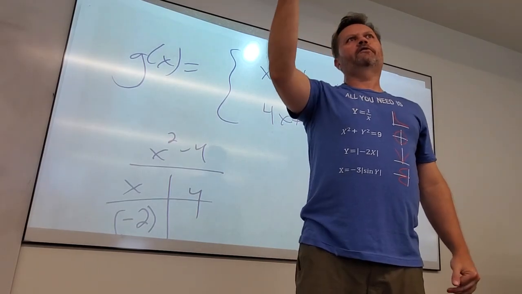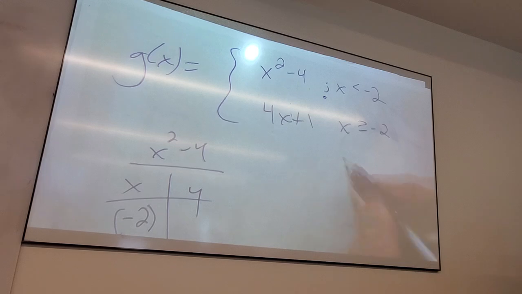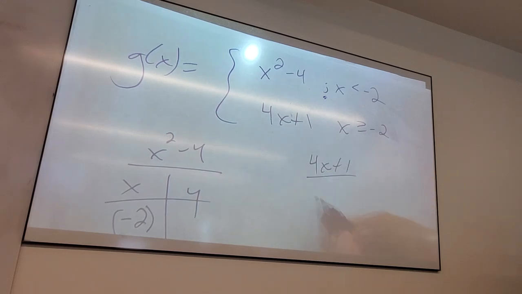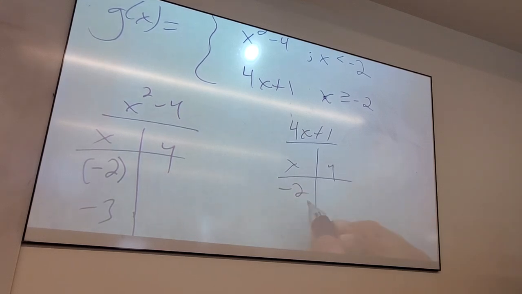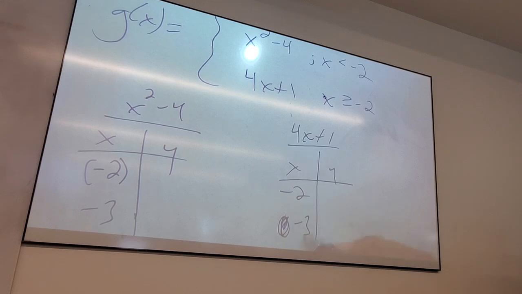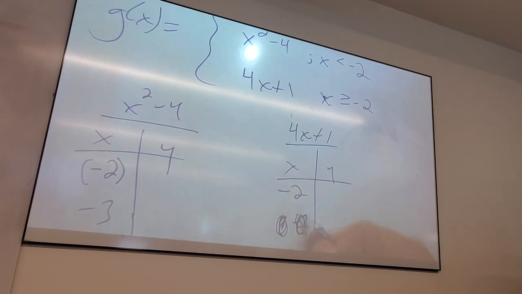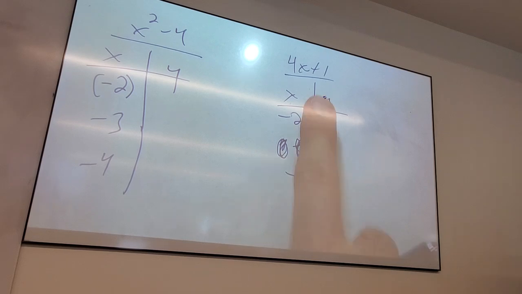Do the same thing for 4x plus 1. When is that valid? When x is greater than -2. So yeah, what kind of inputs am I going to use? -1, 1, 4. Put -2 in there. This time I don't have to put a little parentheses around it, because I'm allowed to use -2, right? I'm going to just do -2, -3, -1. You're awesome, Jeff. You guys with me? Because it's a line. I only need 2 points for a line.